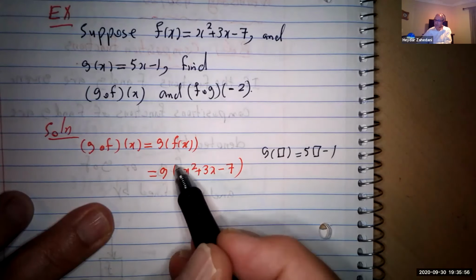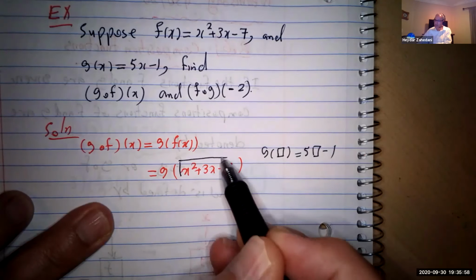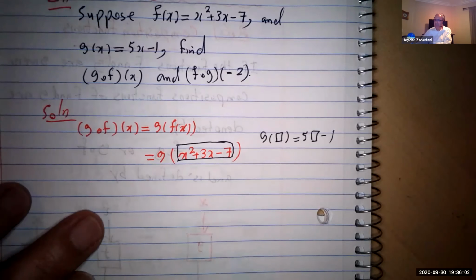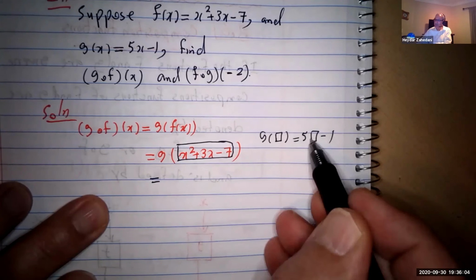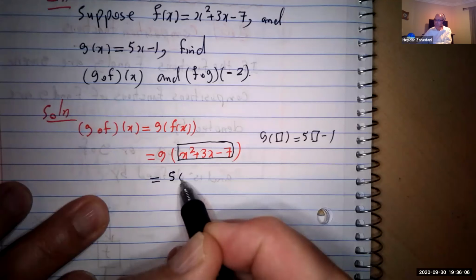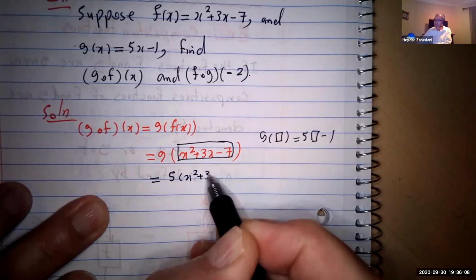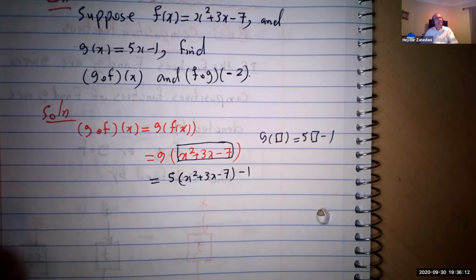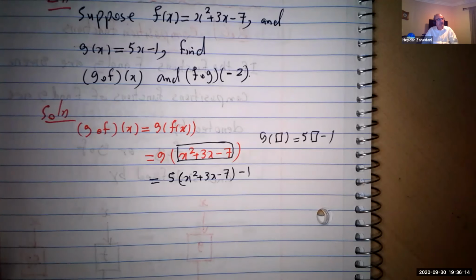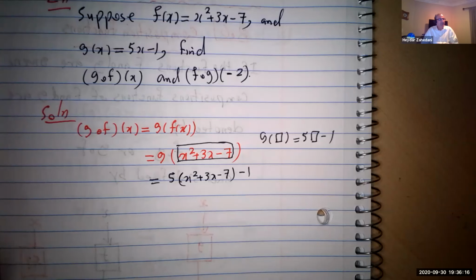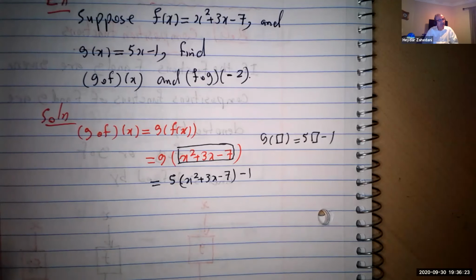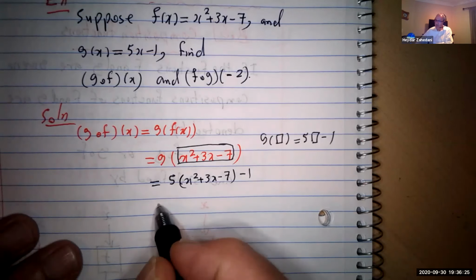So if you put this into the box, what do you want? 5 times the box. What is in the box? In the box is x squared plus 3x minus 7, minus 1. You see, this is the way we think about it, because x is not important, it's just the action. The input is a box, so it's going to be 5 times the box minus 1. But you have to multiply the 5 times the box.